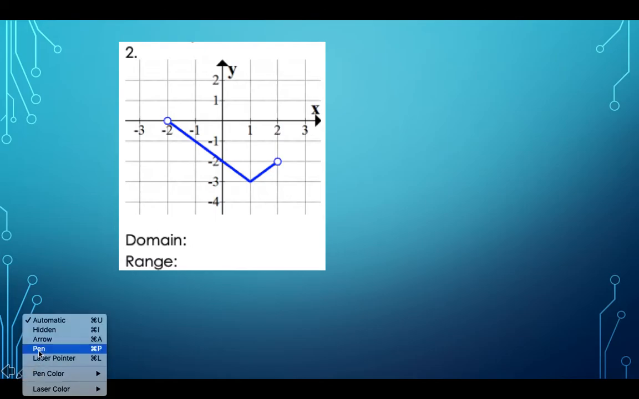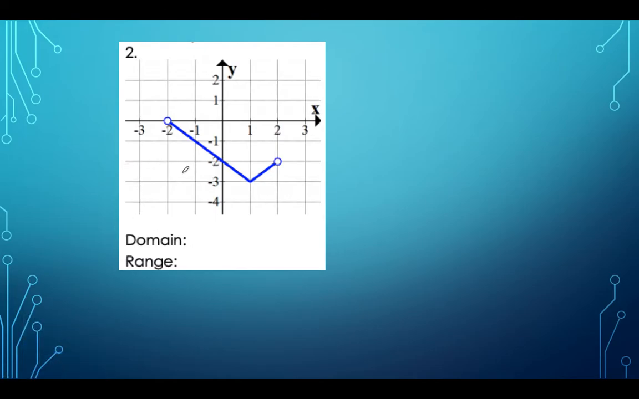Let's do another one. Okay, domain again is your x values. The smallest it gets is -2. The largest x goes, because x is from left to right, is 2. So it goes from -2 to +2. And now we need parentheses or square brackets. Well, if you look, they can't equal -2 or 2 for x because it's an open dot. So they're both going to be parentheses.